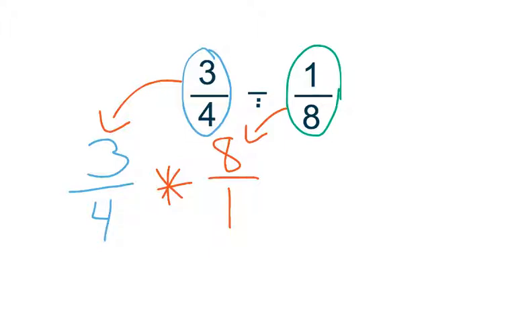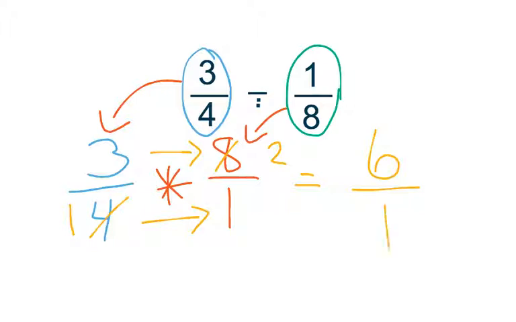I see that 4 and 8 have a common factor of 4. 4 divided by 4 is 1. 8 divided by 4 is 2. So now I multiply straight across. 3 times 2 is 6. 1 times 1 is 1. I get 6/1 or 6, meaning that 6 1/8s can fit into 3/4.